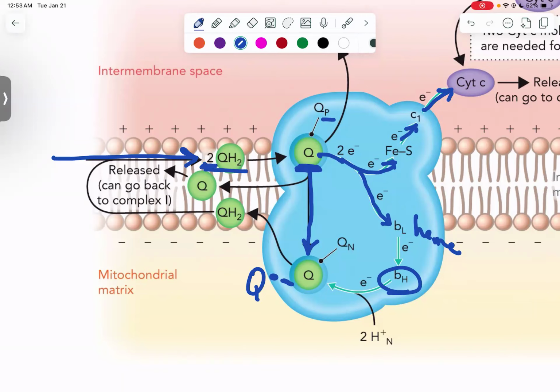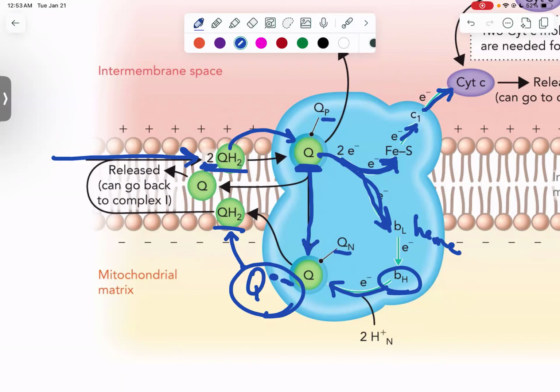Then a second QH2 has to go through that whole process. Go to the QP site, release its 2 electrons, 1 goes to the heme down this way, 1 goes up to the cytochrome C. Now I have another electron, and that semiquinone can pick up that second electron and turn into QH2. So this is kind of a hard thing to keep in mind, that you have that semiquinone sitting in the QN site until it picks up a second electron, right? And so then we regenerate QH2.